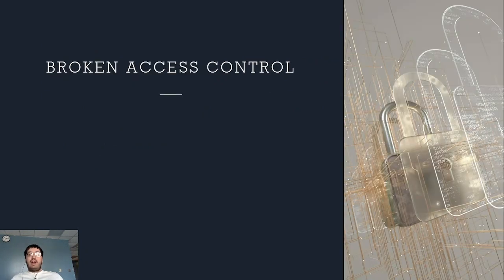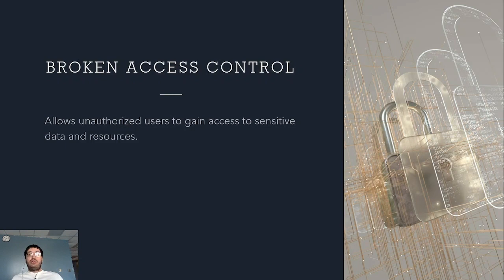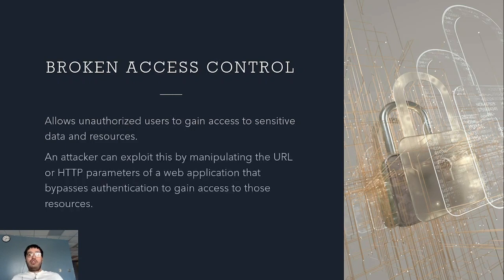Broken access control allows unauthorized users to gain access to sensitive data and resources. An example of this is that an attacker can exploit it by manipulating the URL or HTTP parameters of a web application to bypass authentication and gain access to those resources.